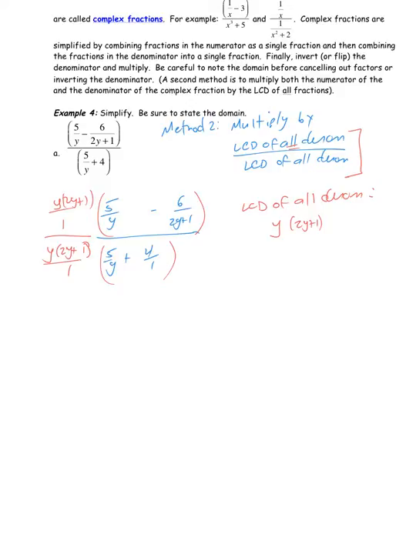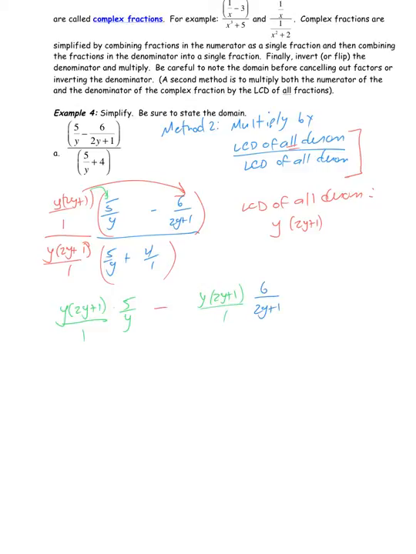All right, so I'm going to distribute y times 2y plus 1 to my first fraction, which is 5 over y. I'm going to write this out the long way here. If you were simplifying this way, I would not expect you to write this out. So I'm going to have y times 2y plus 1 divided by 1 times 5 over y. And then I'm going to distribute the same factor to the 6 over 2y plus 1. So I'm going to have minus y times 2y plus 1 over 1 times 6 over 2y plus 1.